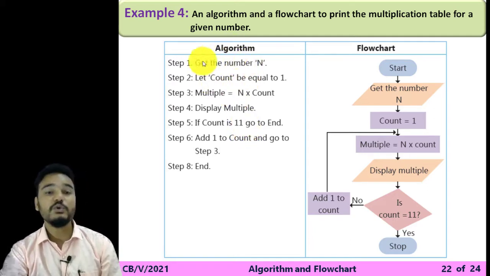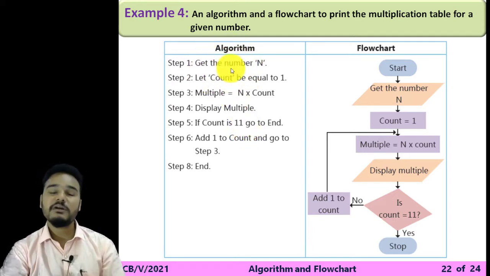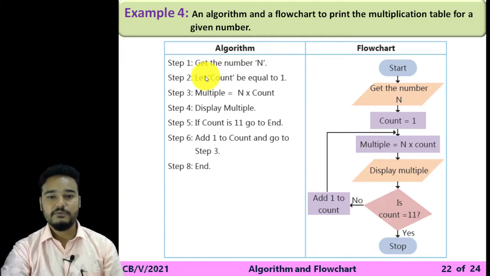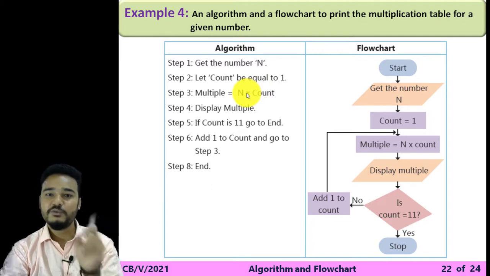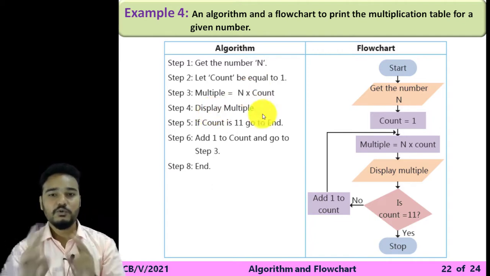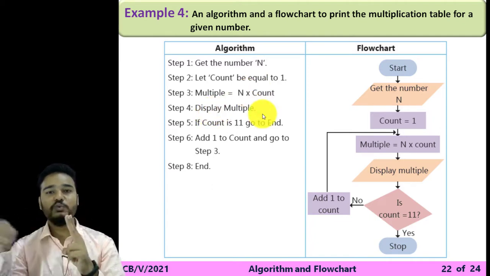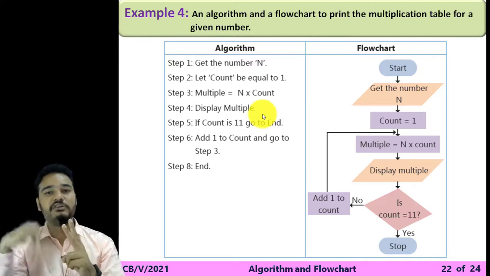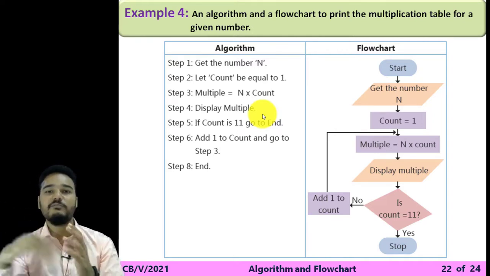So first what we'll do, get the number. Whichever number we want the table of, we will take that number. Then let count be equal to 1. So the first count will be 1. Then multiple is equal to n into count, where n is equal to number. Display multiple. If we have to count 2 times then number into 2, if 3 times then number into 3, number into 4, number into 5, number into 6.